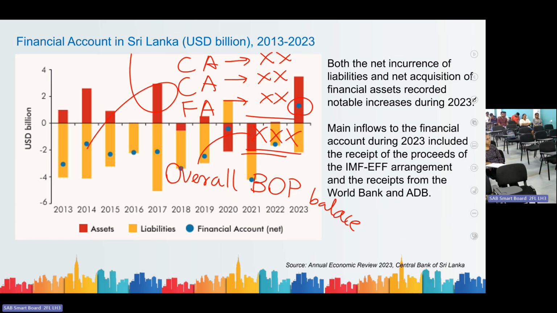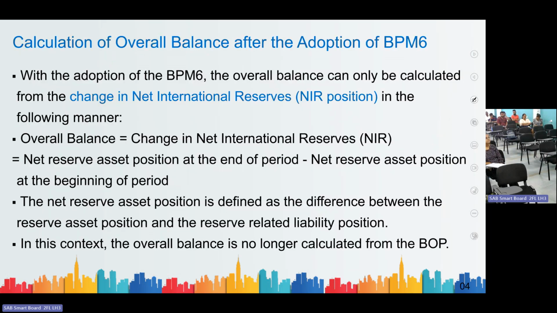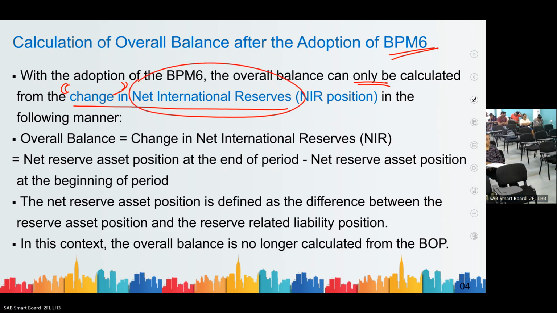That is wrong. According to the BOP manual, 6th edition, we should have a separate method to calculate the overall balance of BOP, and that method is discussed here. With the adoption of BPM6, the overall balance can only be calculated from the change in net international reserves. We can calculate it in this way: overall balance equals change in net international reserves.